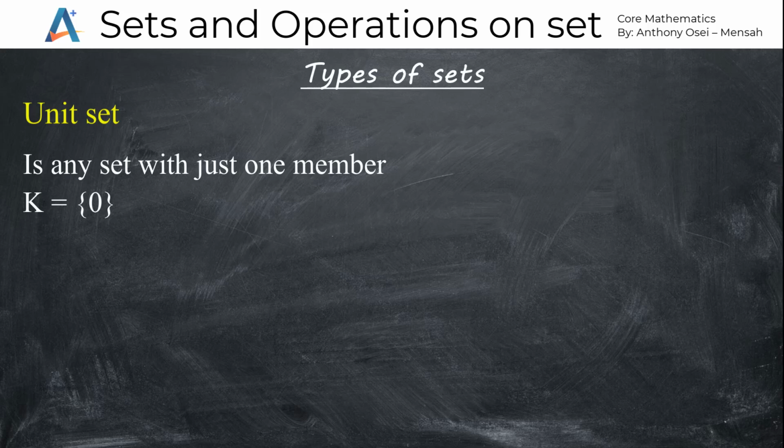You can talk about set P, and maybe you have something like 25 as the member. This becomes a unit set. So a unit set is any set with only one member, just one member. That is what we refer to as a unit set.